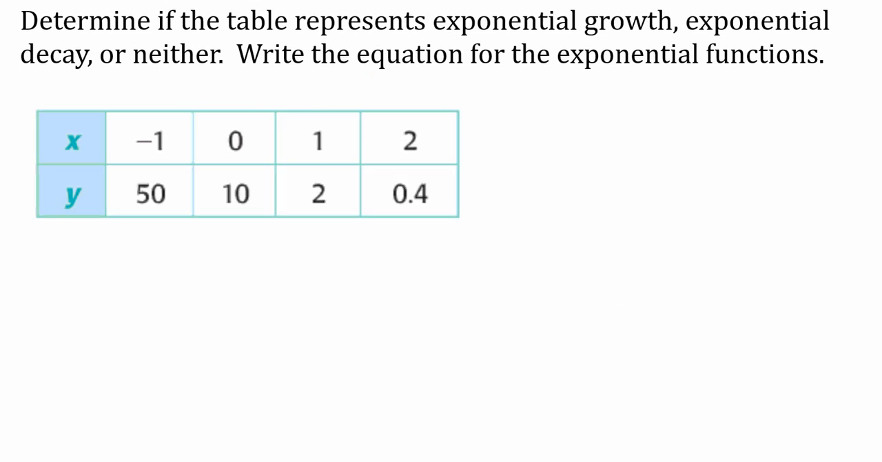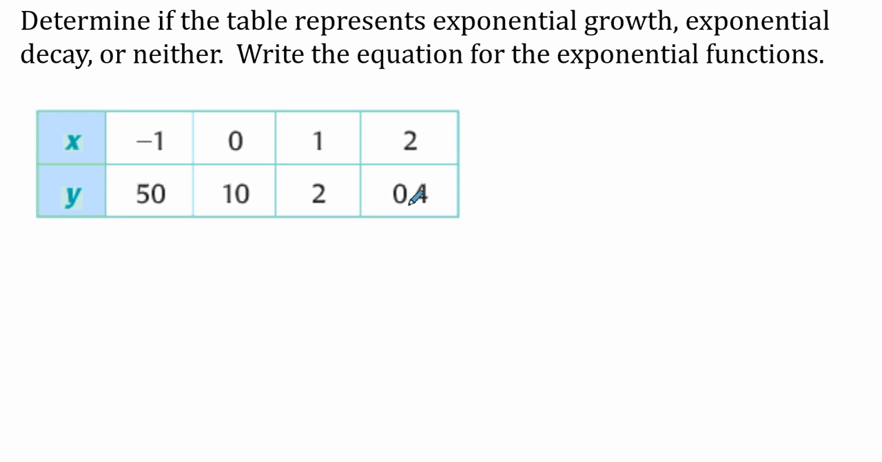Here's another table. So again, we're checking the inputs. We can see that they are increasing by 1. So we can talk about every 1 increment, which is good for us for the inputs. Now let's take a look at the outputs. We went from 50 to 10 to 2 to 0.4. So it's decreasing. The question is, is it decreasing at a constant rate, subtracting the same amount, or do we have a multiplier that's making it decrease? So again, we're going 50 to 10 to 2 to 0.4. That's not going to be a constant rate, so it can't be linear.